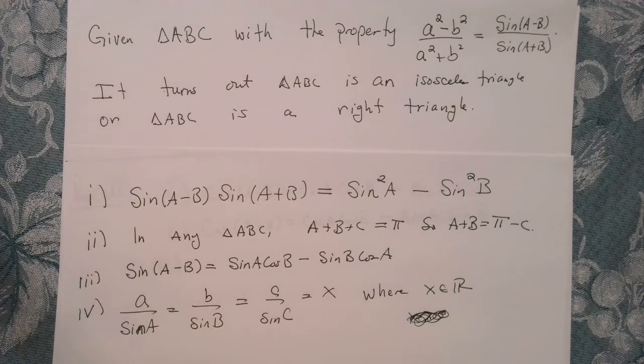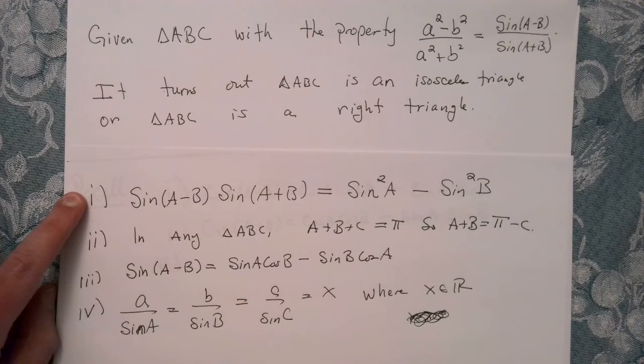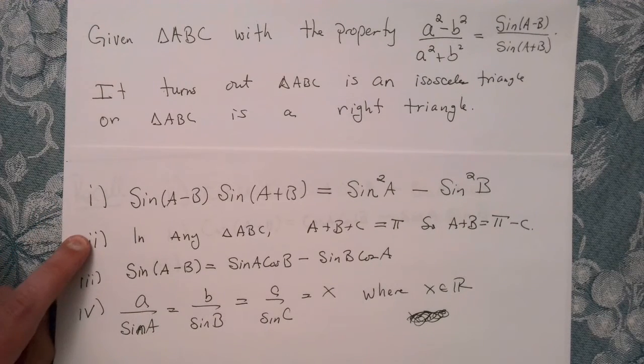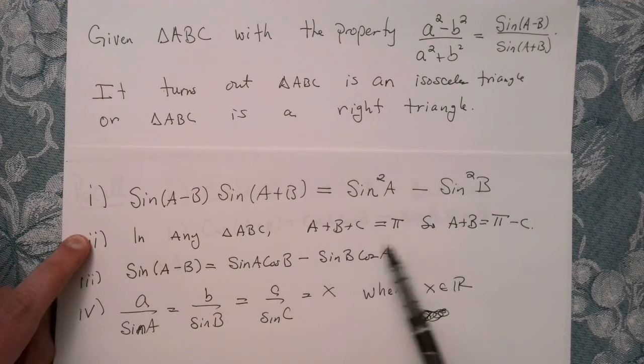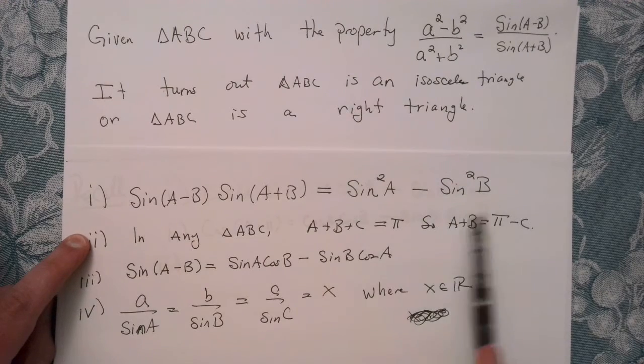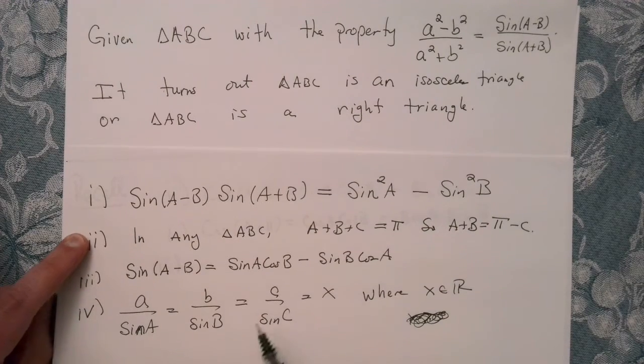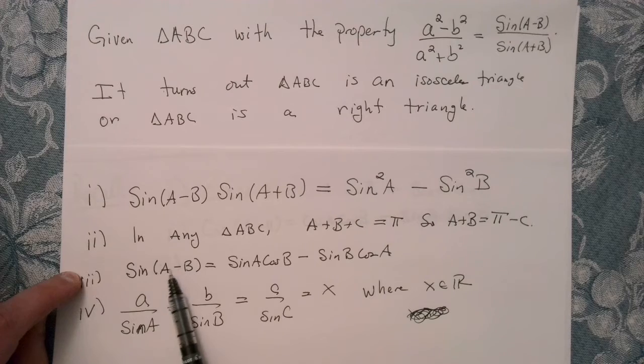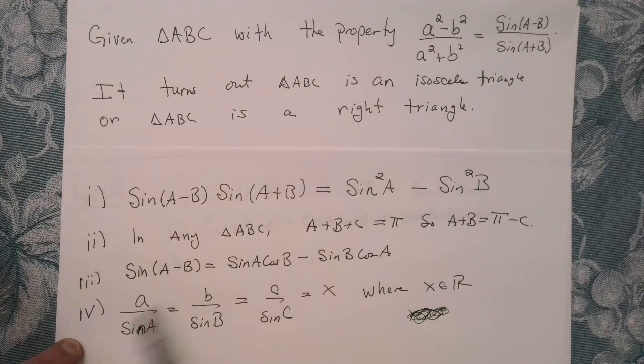In order to establish that, we need some tools. One we proved previously, in the video before this. Two is a classic fact: the sum of the angles of any triangle is pi, and as a result, we get this by algebra. Three is the sine of the difference of angles formula. That's a classic. And four is just the law of sines, and I'm just saying that these are equal to some constant x.